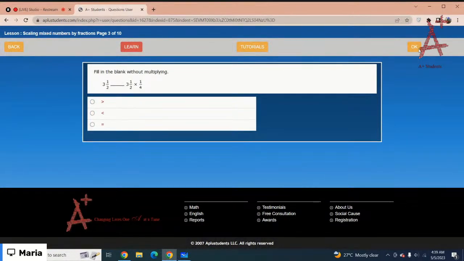Okay, 3 whole 1 over 2, and you have to compare 3 whole 1 over 2 times 1 over 4. So which is the correct option?